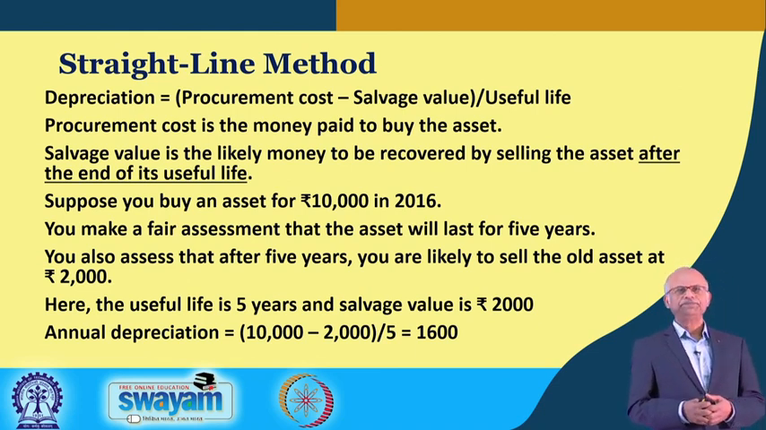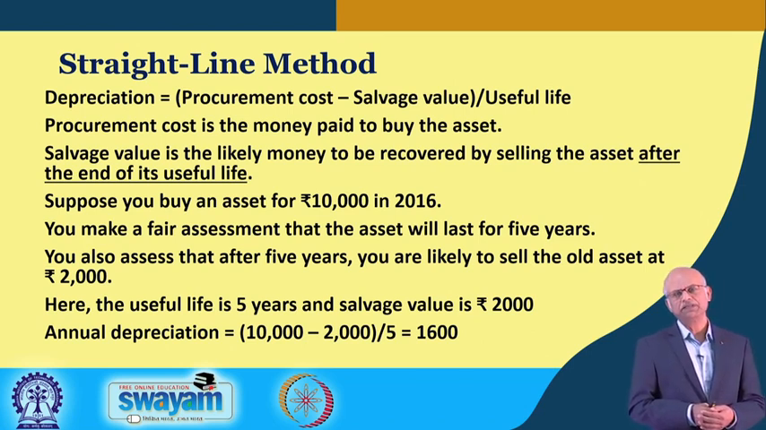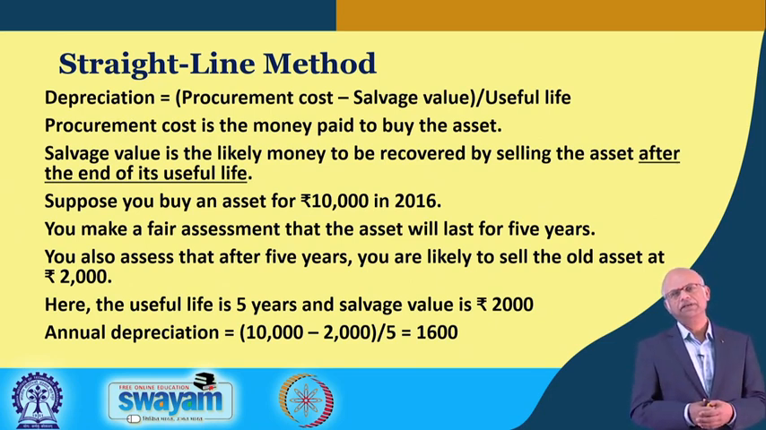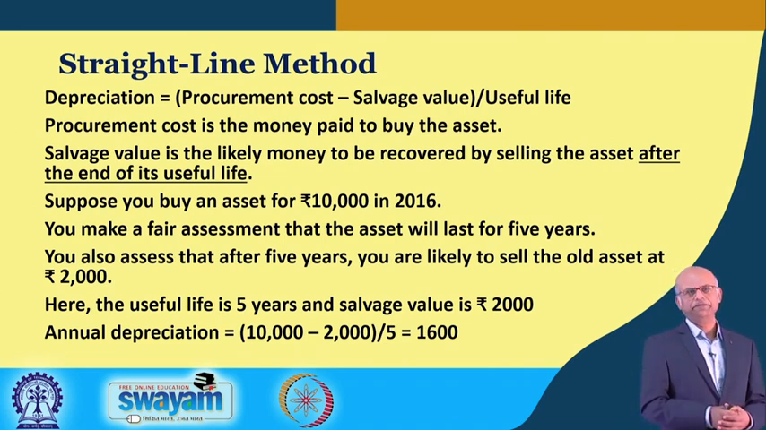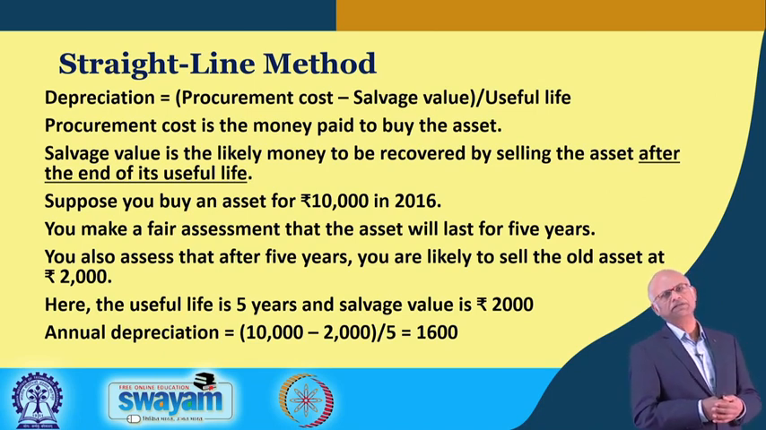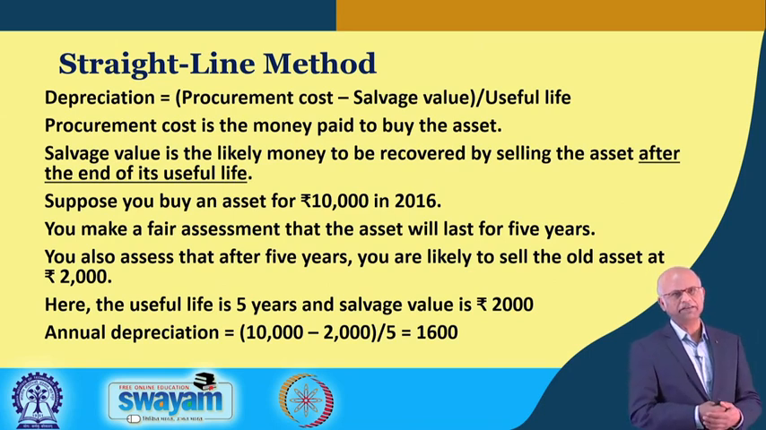Now, suppose you buy an asset for 10,000 rupees in 2016, and then you make a fair assessment that the asset will last for 5 years. So, that is your useful life. Now, you assess that after 5 years you will be able to sell the machine for 2,000. That is the salvage value. After 5 years, whatever you realize is the salvage value.